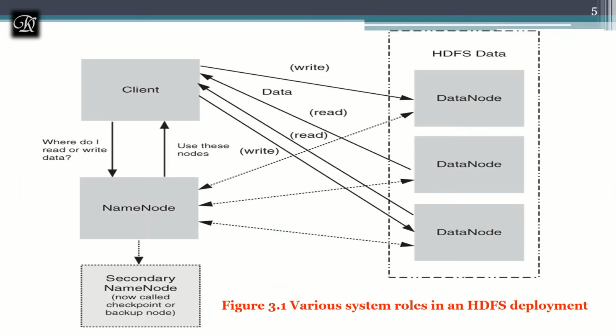Next, we'll see the various systems in the HDFS deployment. You can notice over here there is a client machine, which is going to interact with the name node, because the name node knows where the data resides. The name node only has the information about where data is residing. The name node does not have the data. It has only information about the data, which is nothing but metadata. The client is going to ask where it has to perform read and write operations.